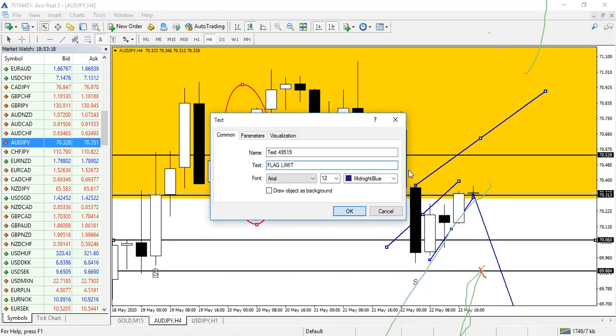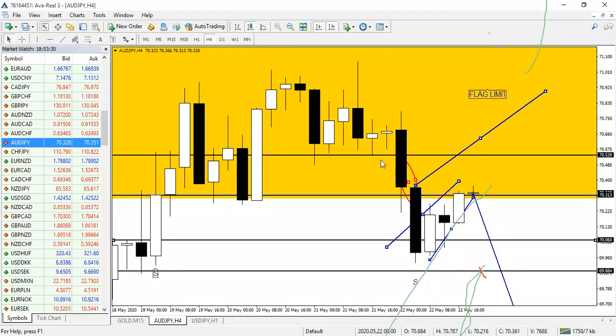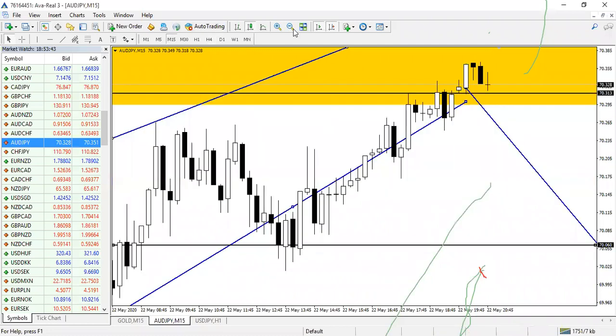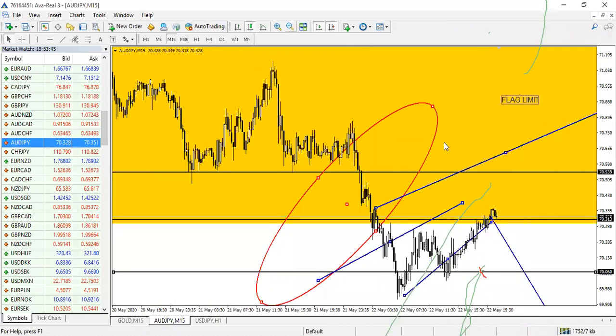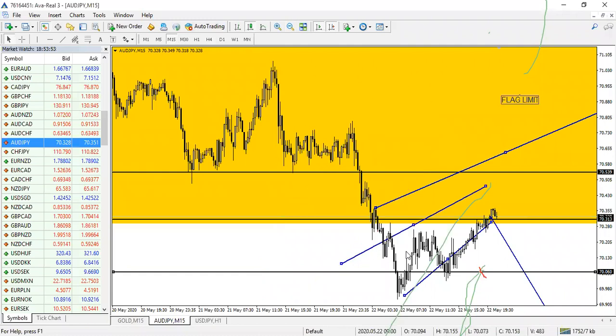So this here, that's another clue. That right there is a flag limit. So breaking a level, dropping, that's going to be obviously another sell. Okay, that's AUD/JPY for you. So obviously you look at a smaller time frame to check what is really happening, and you can see on the smaller time frame that the market is basically moving in compression and it's going to drop.